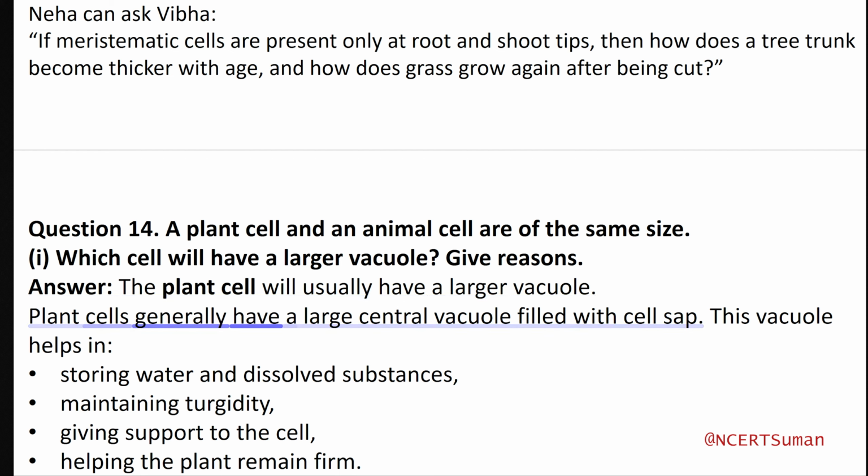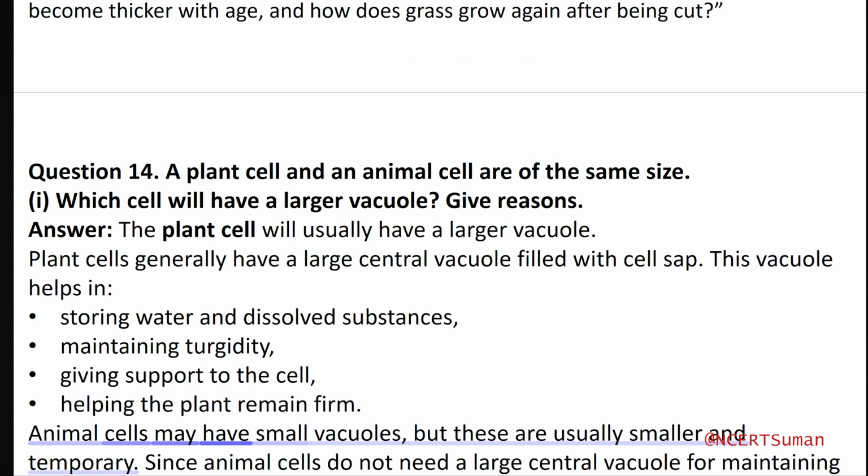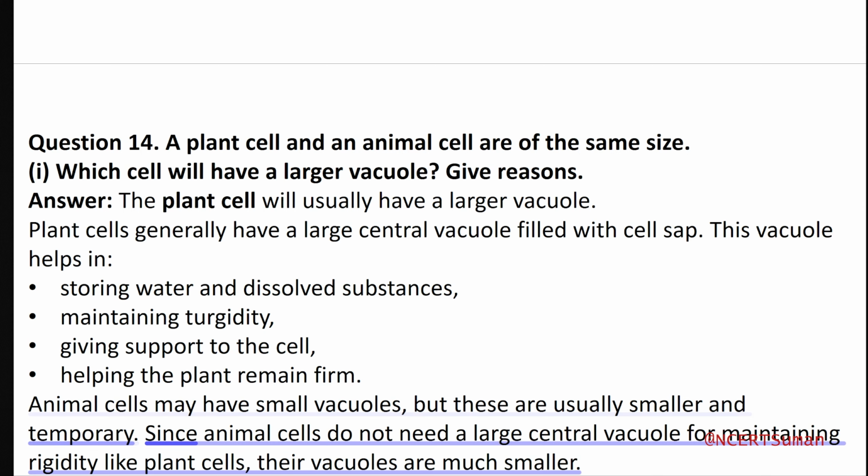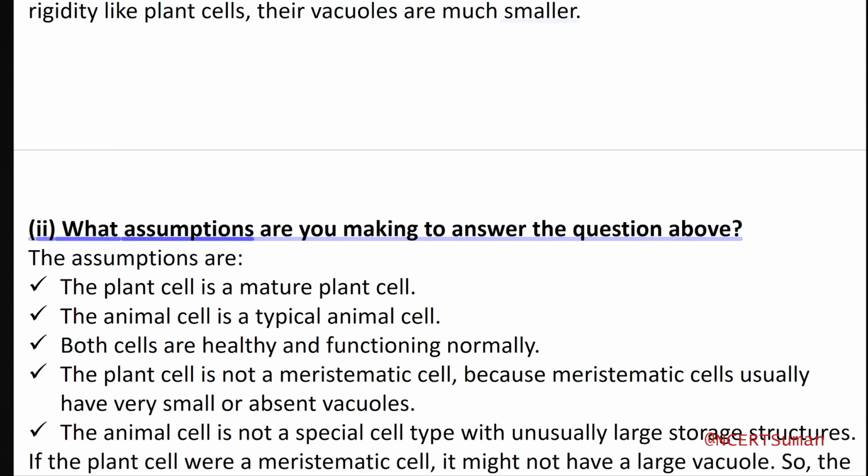Plant cells generally have a large central vacuole filled with cell sap. This vacuole helps in storing water and dissolved substances, maintaining turgidity, giving support to the cell, helping the plant remain firm. Animal cells may have small vacuoles, but these are usually smaller and temporary. Since animal cells do not need a large central vacuole for maintaining rigidity like plant cells, their vacuoles are much smaller. 2. What assumptions are you making to answer the question above?